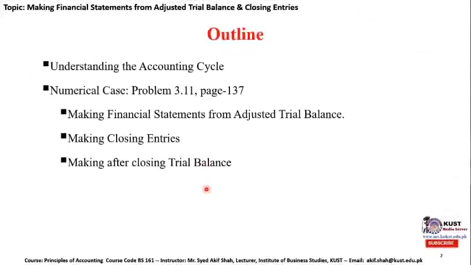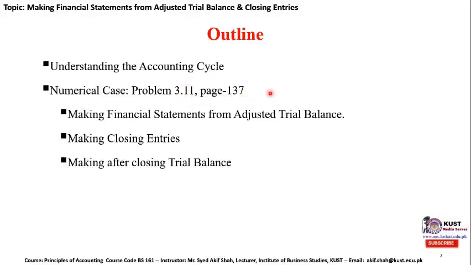The outline of this lecture consists of the discussion related with understanding the accounting cycle. In this very lecture, we'll complete our accounting cycle. You will learn how to make the financial statements from the fifth step, where we have generated our adjusted trial balance, for a numerical case explaining problem 3.11 on page 137 of the recommended book.